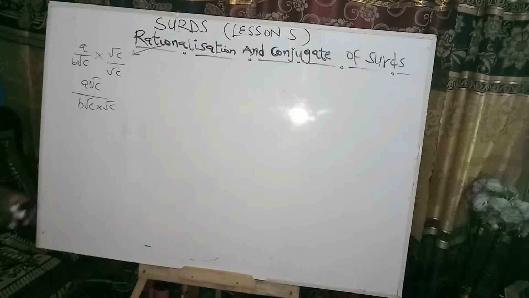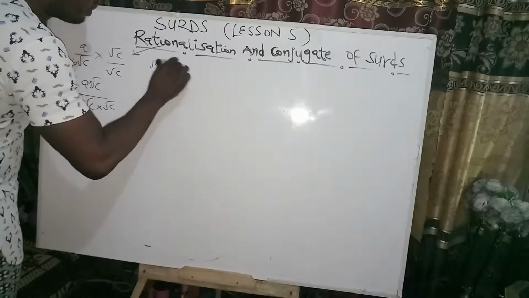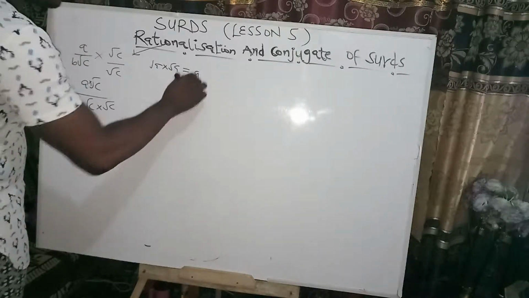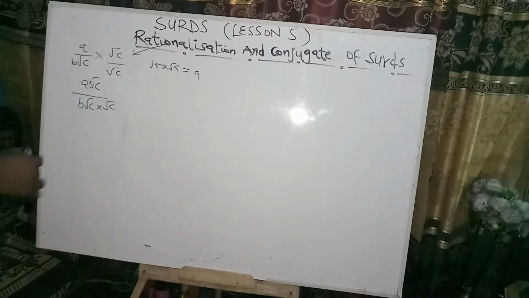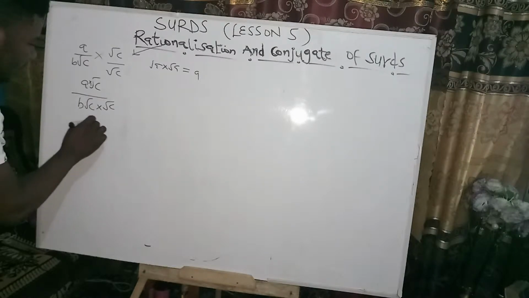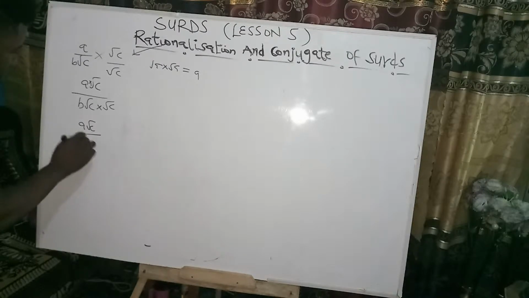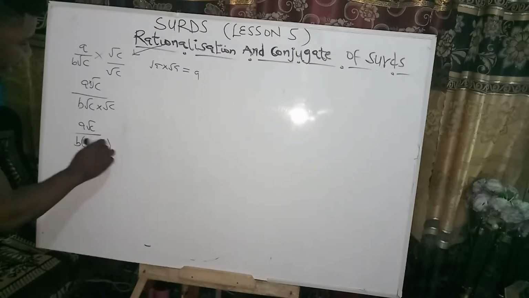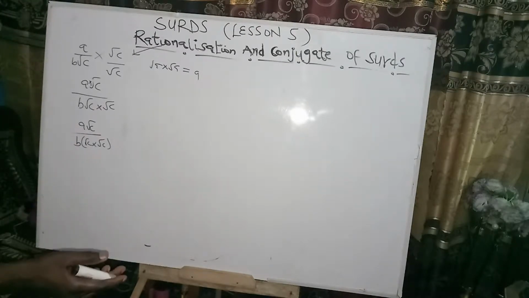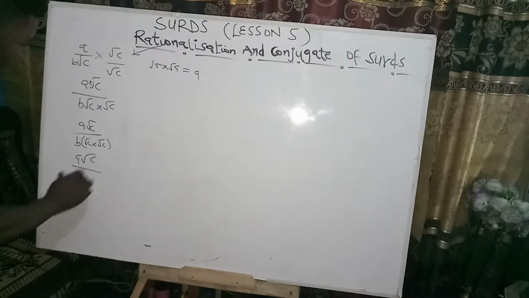From our previous lesson, we learned that when we have root a times root a, it is equal to a, and I have proved that in that concept. So a times root c gives us a root c all over b, and we know that root c times root c will give us c. So I have a root c all over b c.